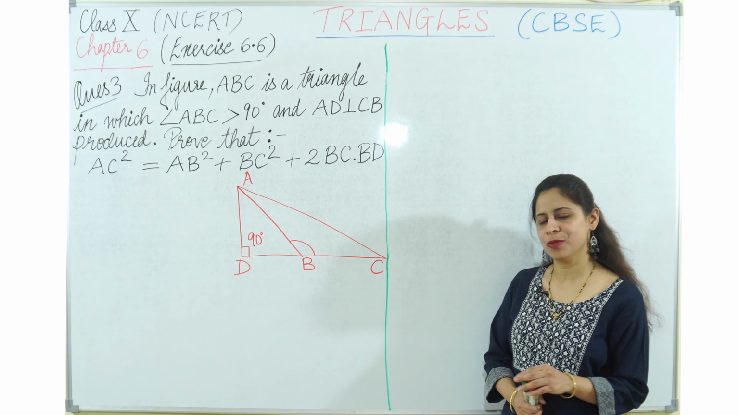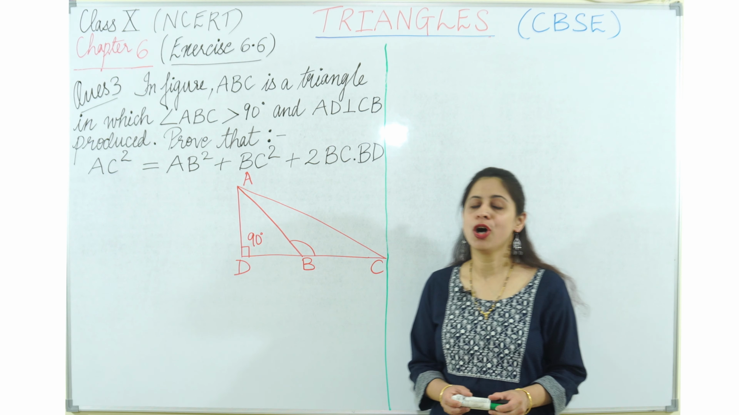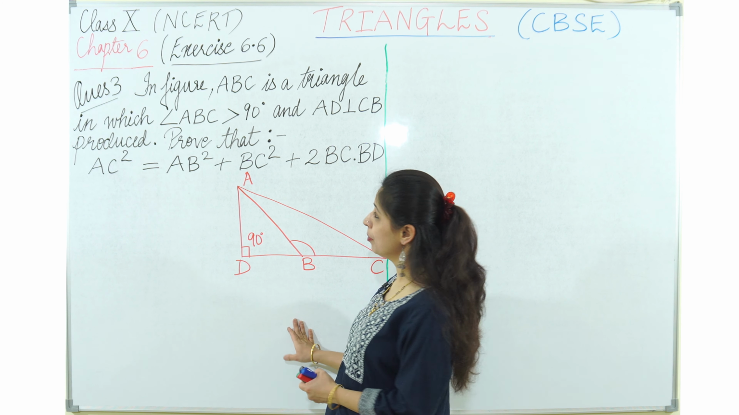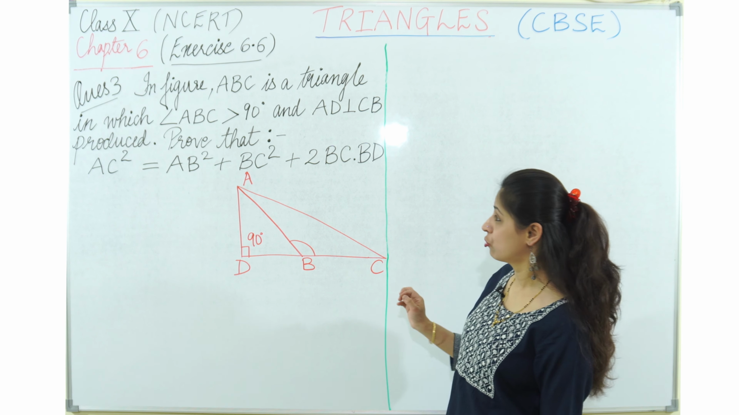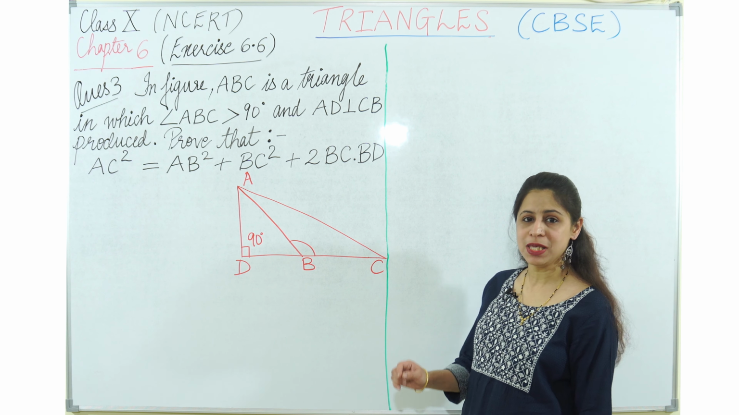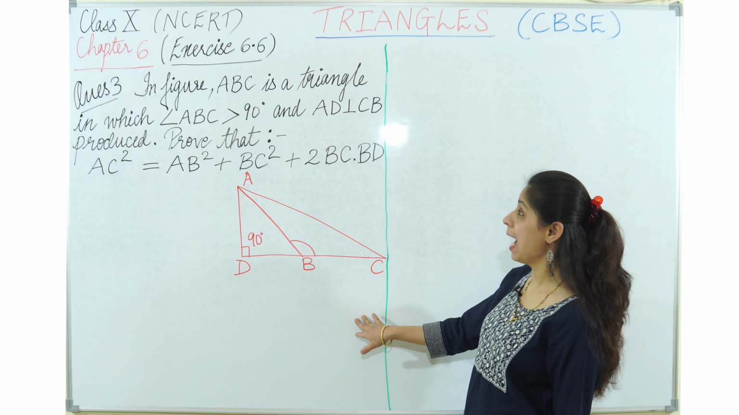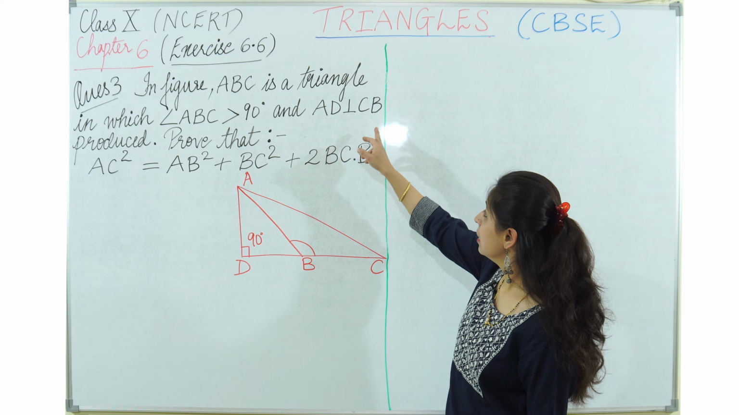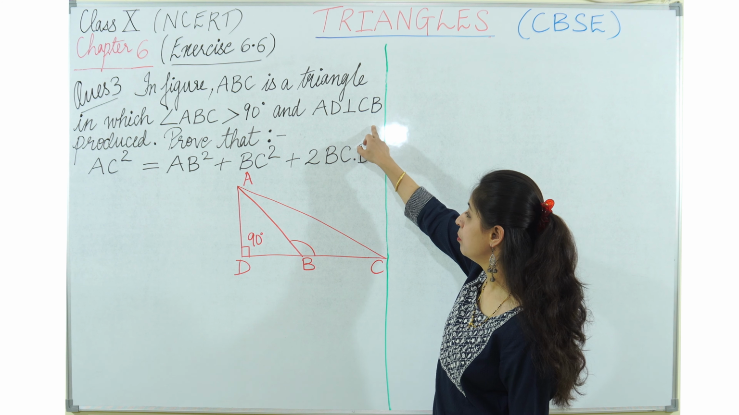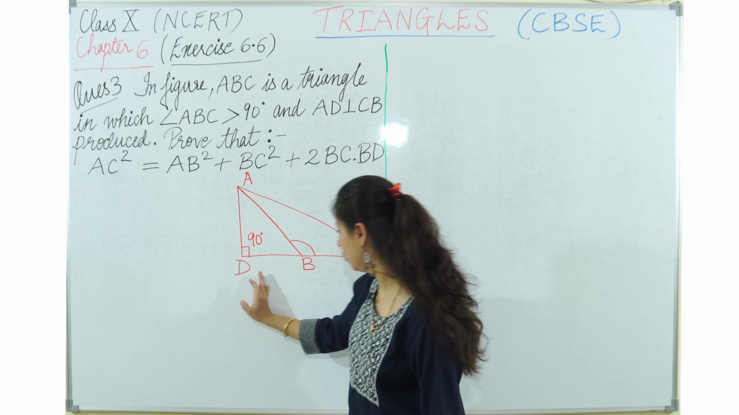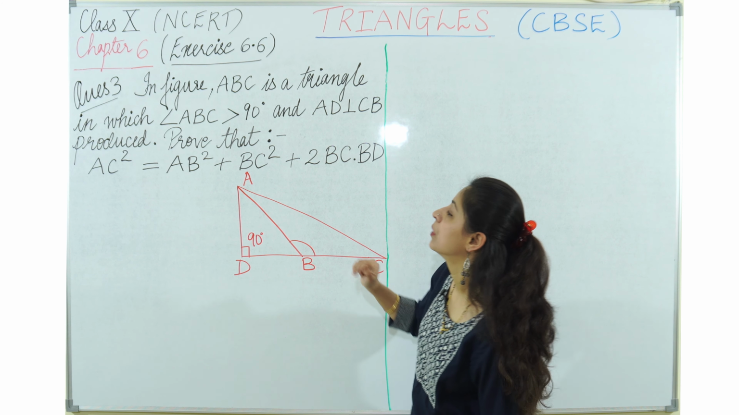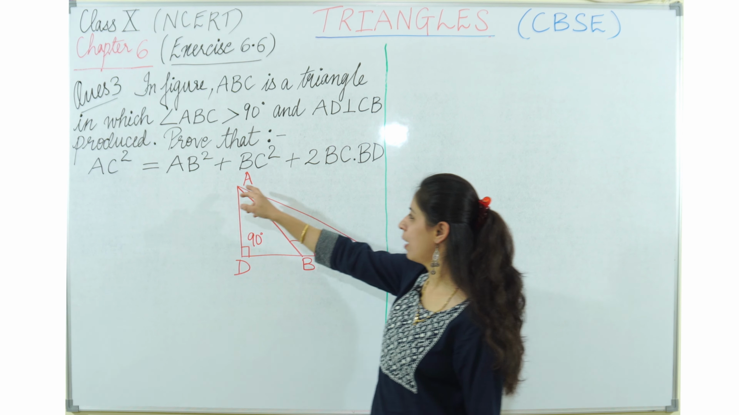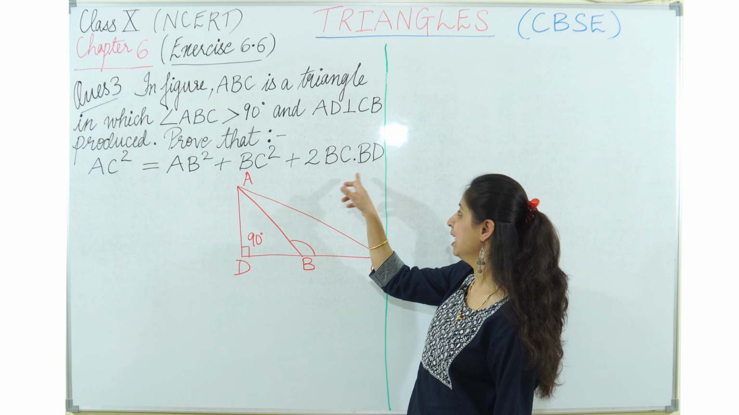So let us start with question number 3 of exercise 6.6 of chapter 6 Triangles for class 10 CBSE NCERT. The question says, in the figure ABC is a triangle in which angle ABC is greater than 90 degrees and AD is perpendicular to CB produced, and that is CD. We need to prove that AC square is equal to AB square plus BC square plus 2 BC BD.